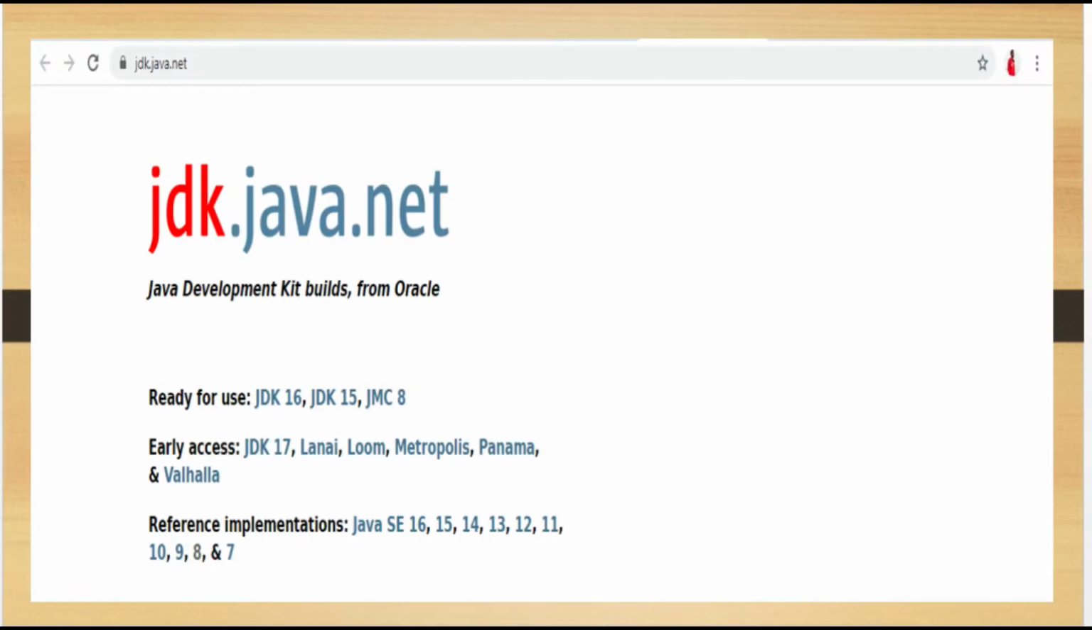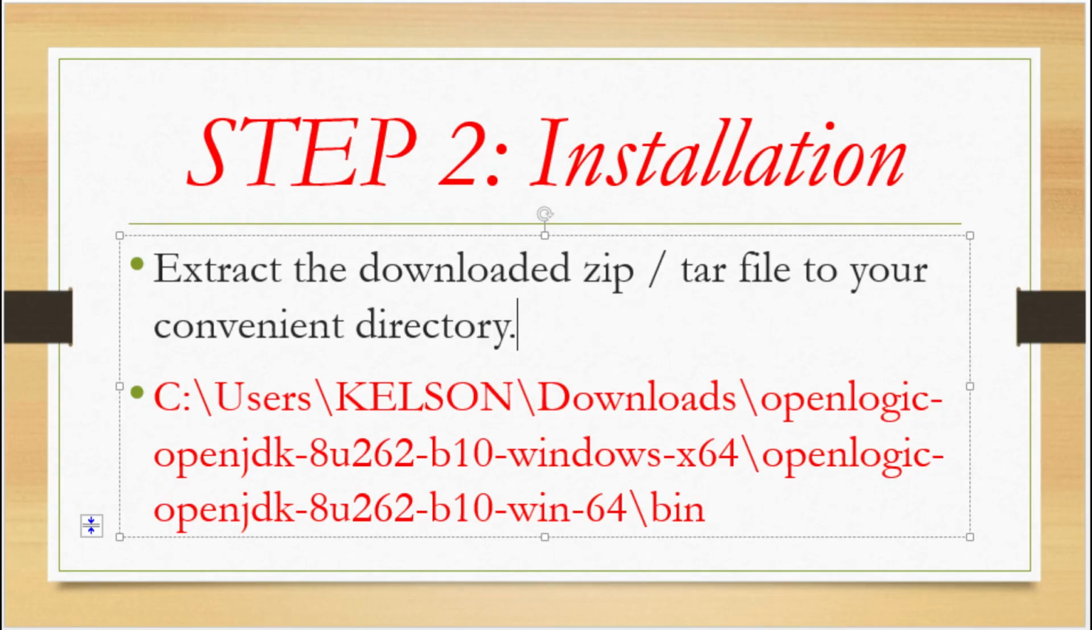After that, you need to install. The second step is to install the JDK on your machine. By installing here, you first of all need to extract the downloaded zip or tar file to your convenient directory. It depends on wherever you want to extract it.